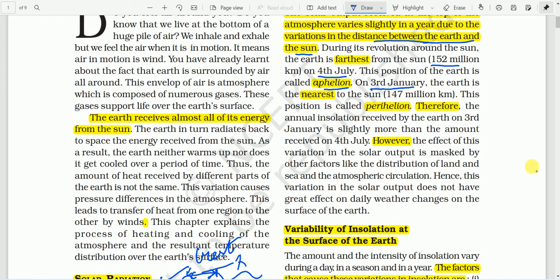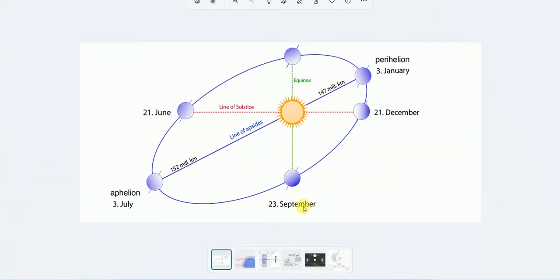Again, on 3rd January, the earth is nearest to the sun, about 147 million kilometers. That is the distance between the sun and the earth, and this position is known as perihelion. Therefore, the annual insolation received by the earth on 3rd January is slightly more than the amount of energy received on the 4th July.